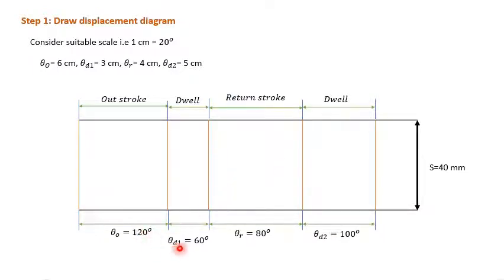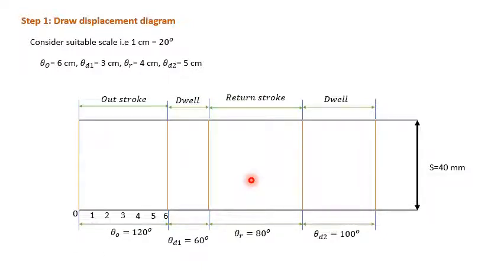This is 120 degree, this is 60 degree, this is 80 degree, and this is 100 degree. Okay, so once this much is over, the next important step is we have to divide or split the out stroke and return stroke into the same equal number of even parts. For our convenience, we are taking 6 equal parts.